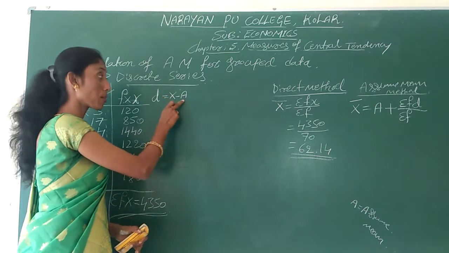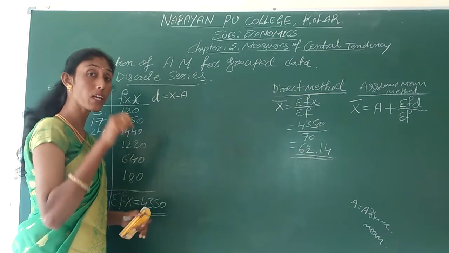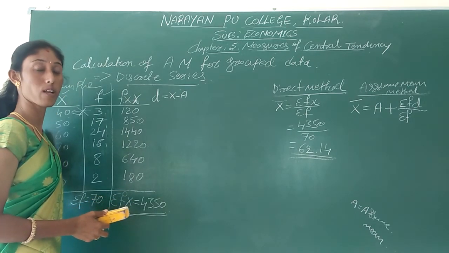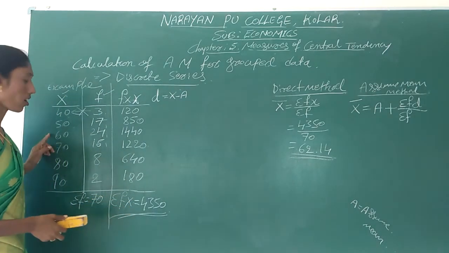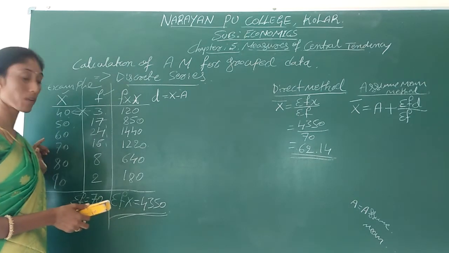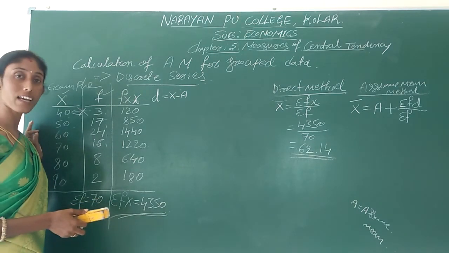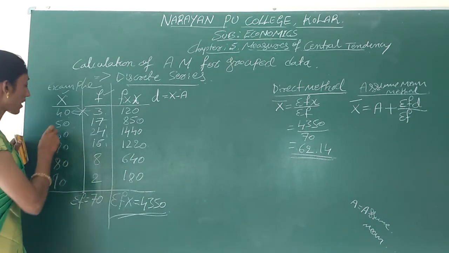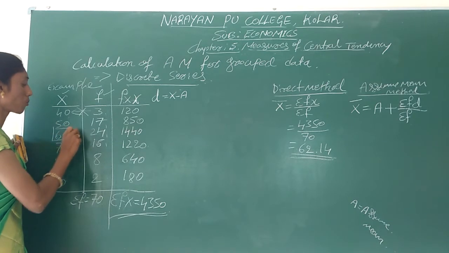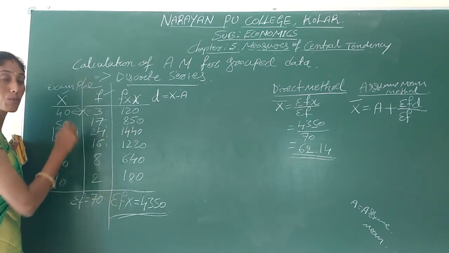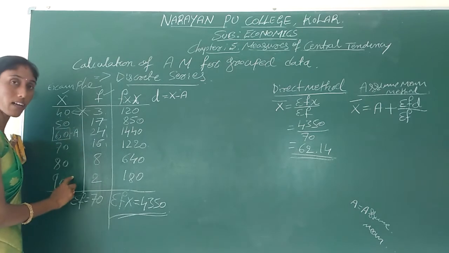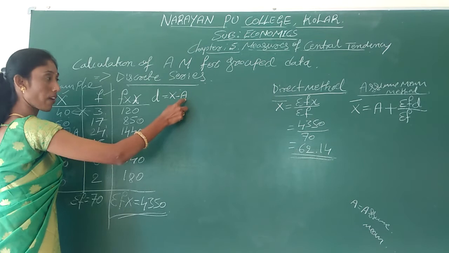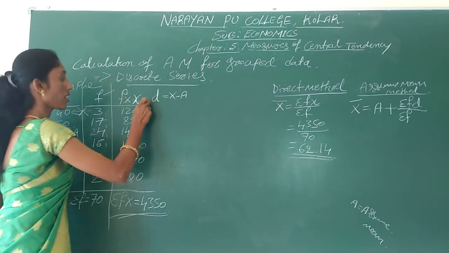Before finding the arithmetic mean, we should assume any one value from the observations as a mean. That we call the assumed mean. I already told you one logic for taking the assumed mean: any central value we can take. Here, 60 and 70 are the central values. Now we will take 60 as the assumed mean. X means the observations, and a means the assumed mean. X minus a is nothing but the deviations.